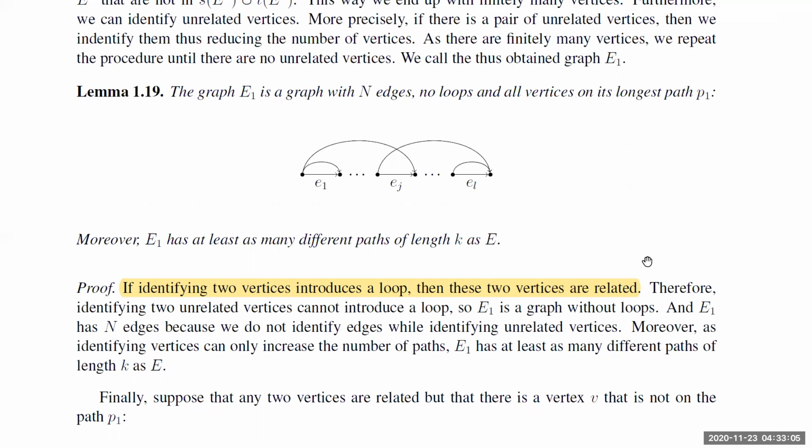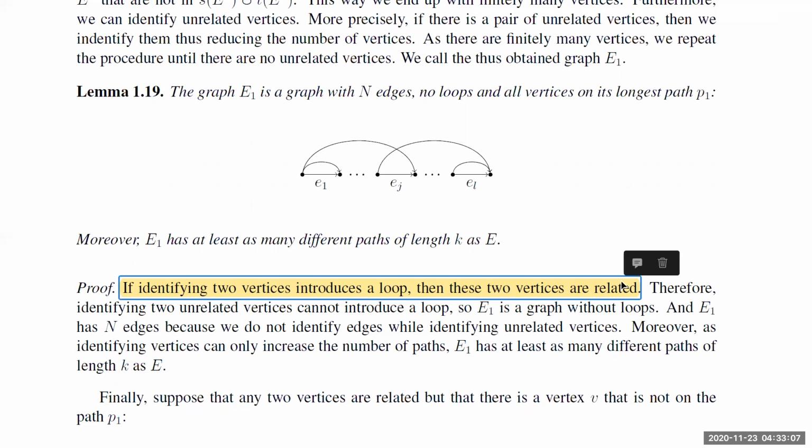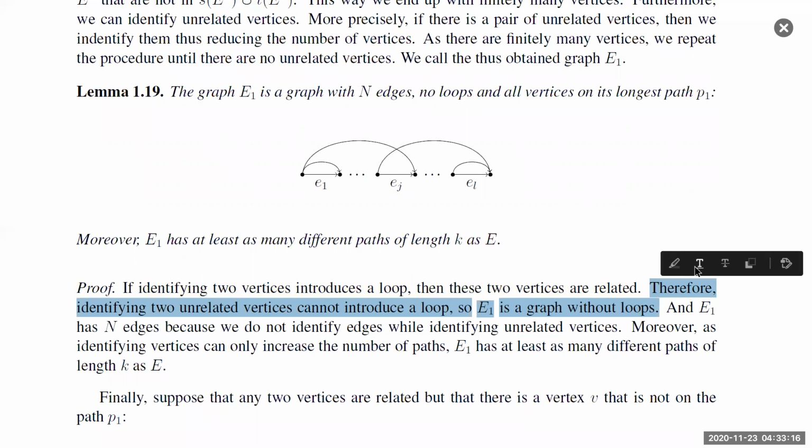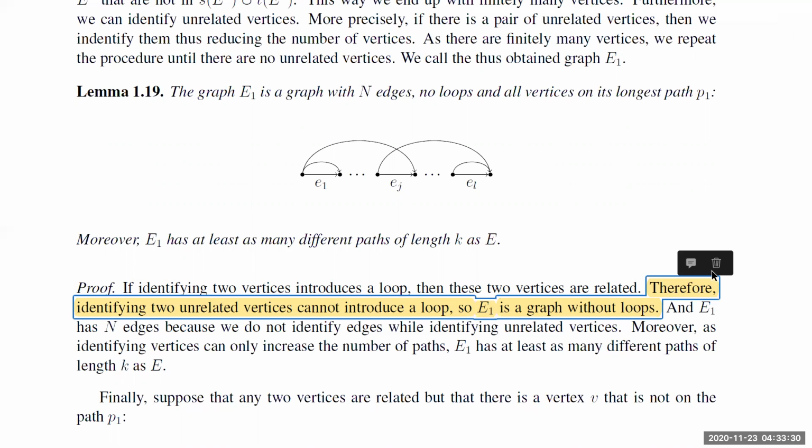This is very important. So therefore, we can draw an important conclusion: identifying two unrelated vertices cannot introduce a loop. So E1 is a graph without loops. This is a very important statement. Next.